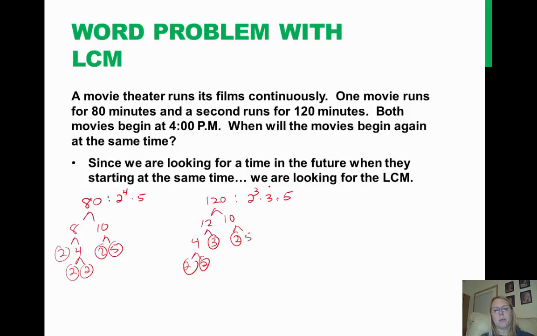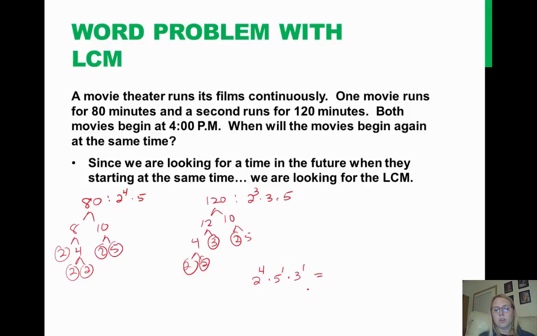On the least common multiple, every single prime needs to be represented. On this one we have a 2 and a 5, and on this one we have a 2, 3, and a 5. So we have to make sure they're all represented. Not only that, but we have to take the greatest exponent of each one. Notice that this one has 2 to the 4th, and this one has 2 to the 3rd. We're going to take the 4th power. The 3 only goes up to 1, and same with the 5.